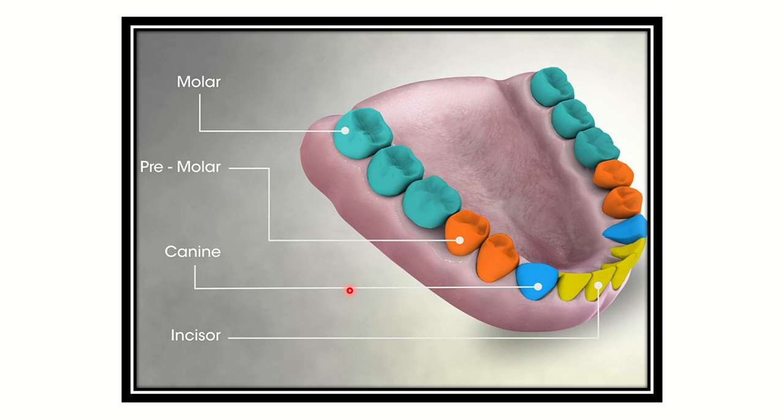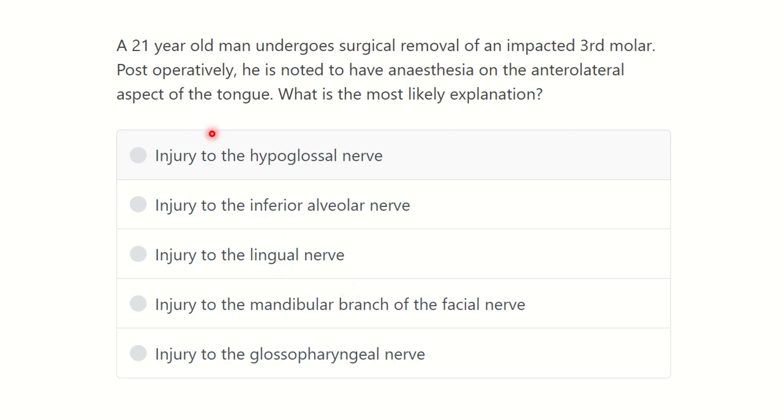First of all, let's see the question. This is the question. A 21-year-old man undergoes surgical removal of impacted third molar. Post-operatively, he is noted to have anesthesia on the anterolateral aspect of the tongue. What is the most likely explanation?